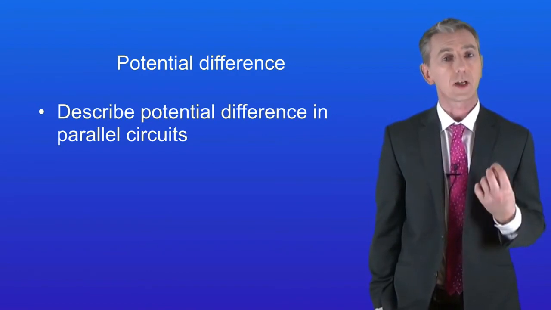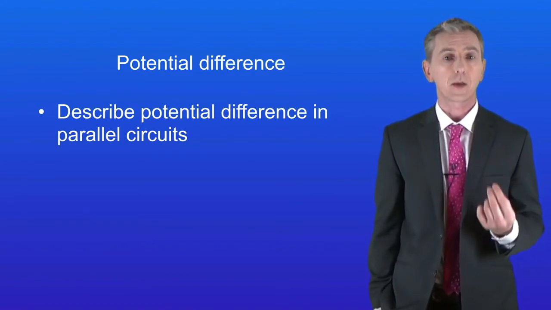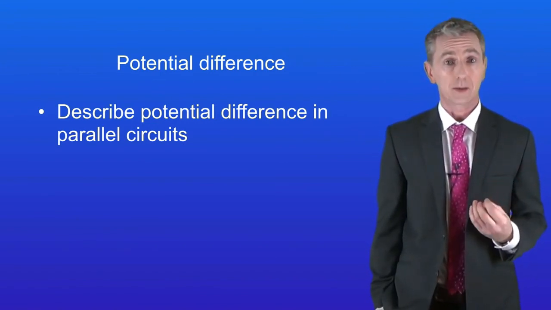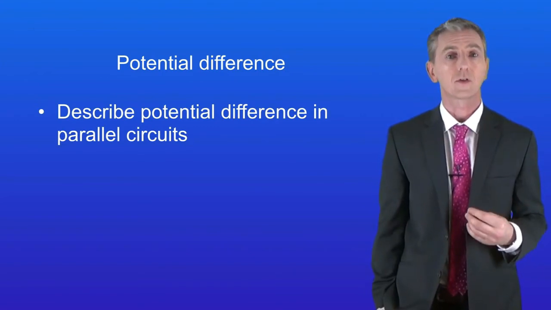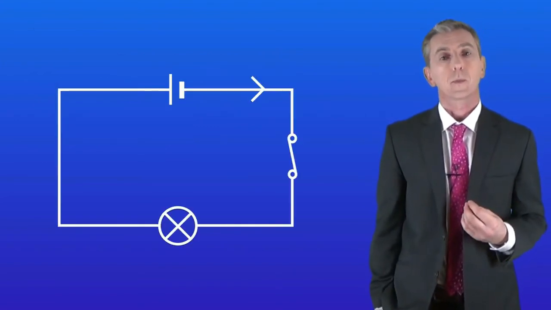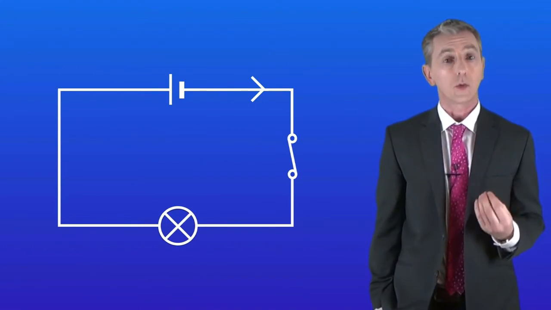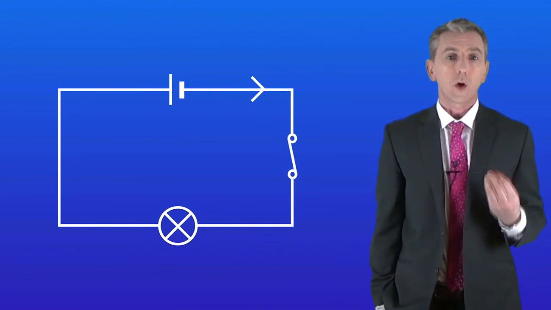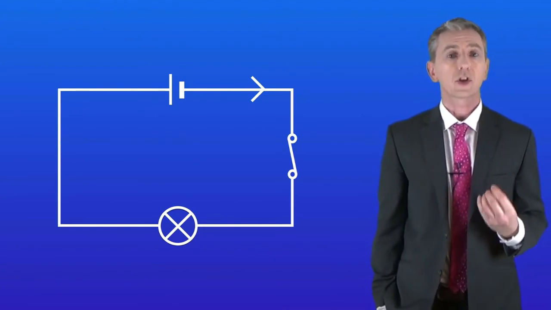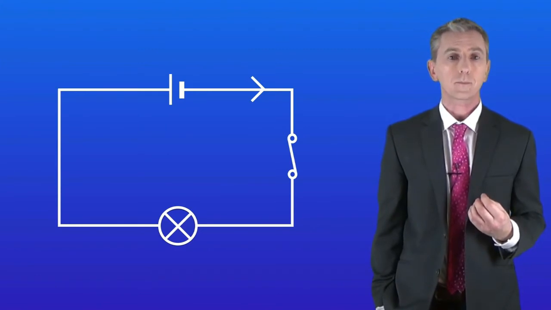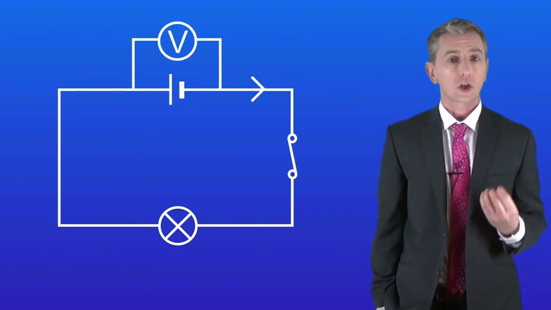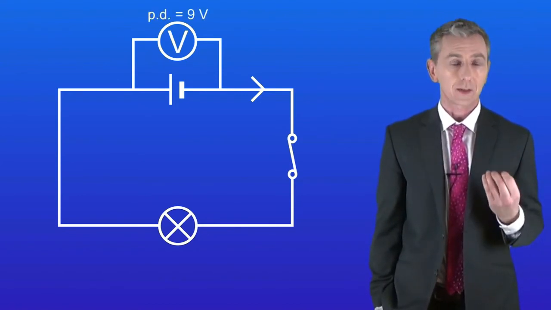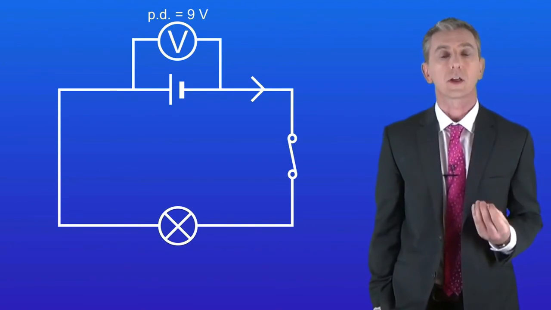We said that potential difference tells us the energy that's being carried by the current leaving a cell. We measure potential difference using a voltmeter, and we looked at potential difference in series circuits. So let's recap. Here's a series circuit, and we know that a current is carrying energy from the cell to the bulb. We can use a voltmeter across the cell to measure how much energy it's giving to the current. So here's the voltmeter, and it shows that the potential difference across the cell is 9 volts. So the cell is giving the current 9 volts of energy.